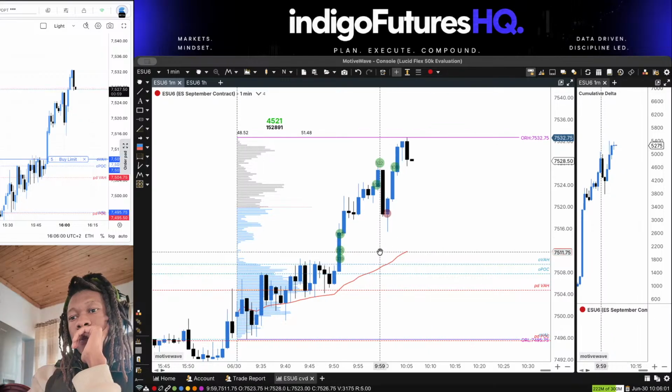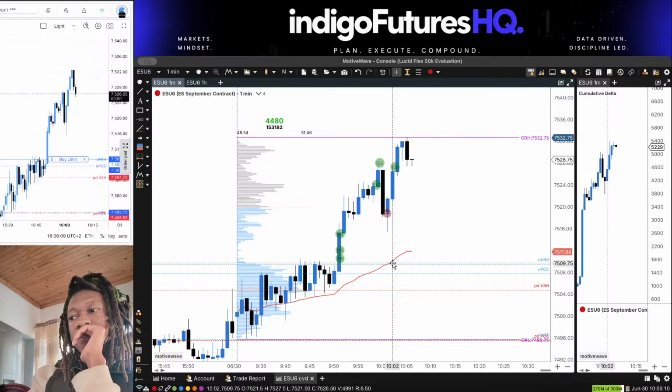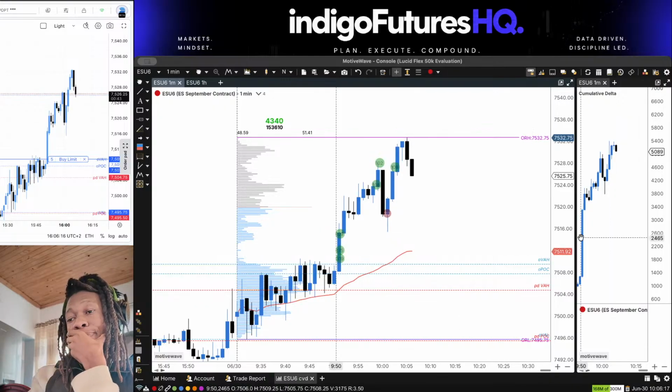So maybe this area here is 512. Yeah, like 512-ish. We have this low volume node, I guess maybe like 512. It's where I would see a bounce.